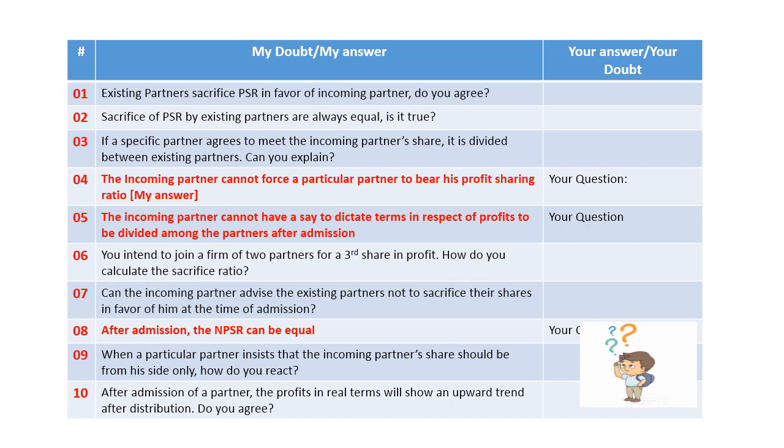Can the incoming partner advise the existing partner not to sacrifice? Your answer. My answer. After admission, the new profit sharing ratio can be equal. Your question. When a particular partner insists that the incoming partner's share should be from his side only, how do you treat? My question, your answer. After admission of a partner, the profits in real terms will show an upward trend. My question, your answer. Thank you.